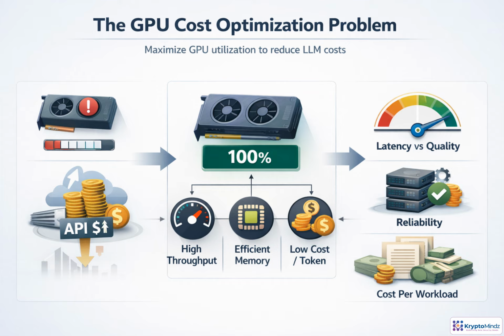Self-hosting only saves money when the GPU is doing useful work most of the time. The hourly rental price is just one part of the equation. What matters is how many high-quality tokens you produce from that hour. Low utilization, poor batching, or wasted memory can make an expensive GPU cost more than an API. Optimization means tuning the serving stack for throughput while protecting latency and reliability. It also means measuring cost by workload, because chat, summarization, and batch generation stress the system in different ways.